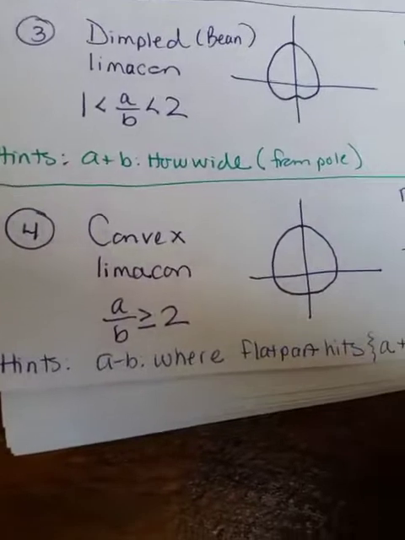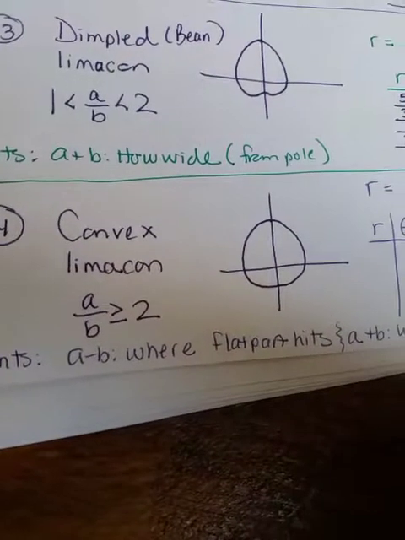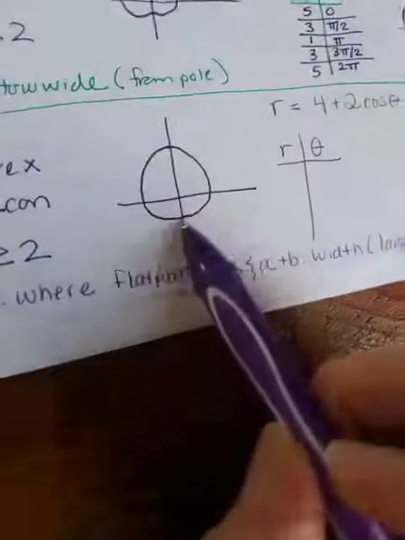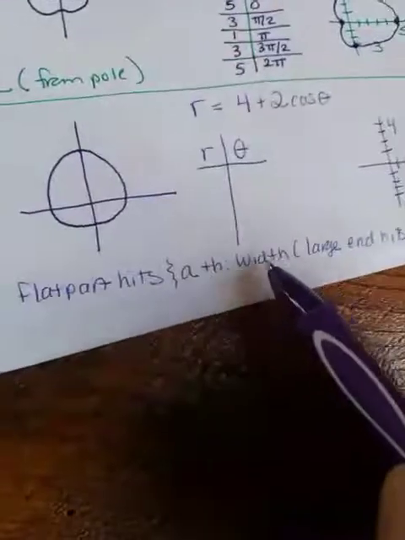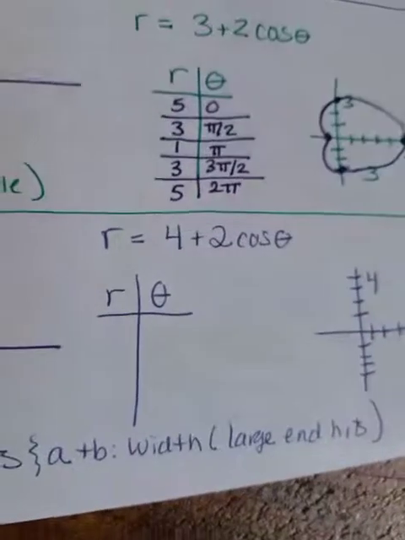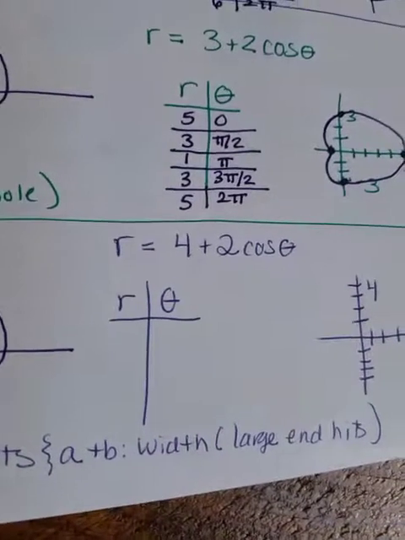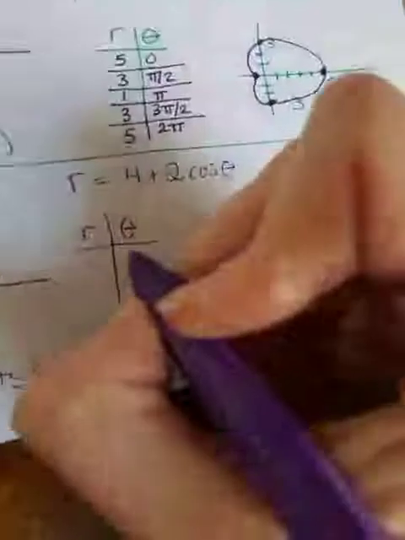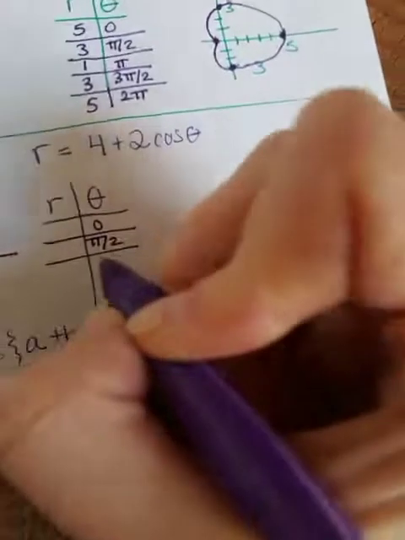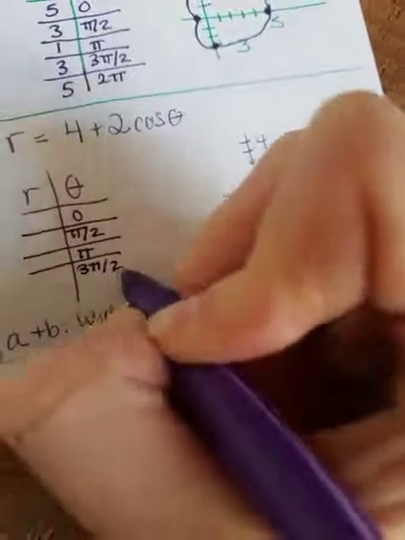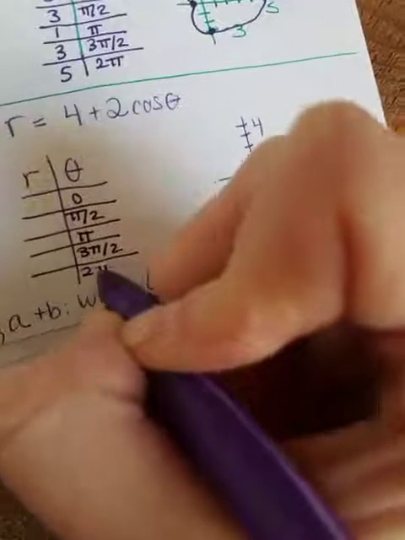All right, so hints. a minus b is where your flat part hits. And a plus b is your width, where the large end hits. The example we're looking at this time is r equals 4 plus 2 cosine of theta. Again, we're choosing the same values because those give you the max and mins, and most of the time it gives you where the cosine and sine are 0.